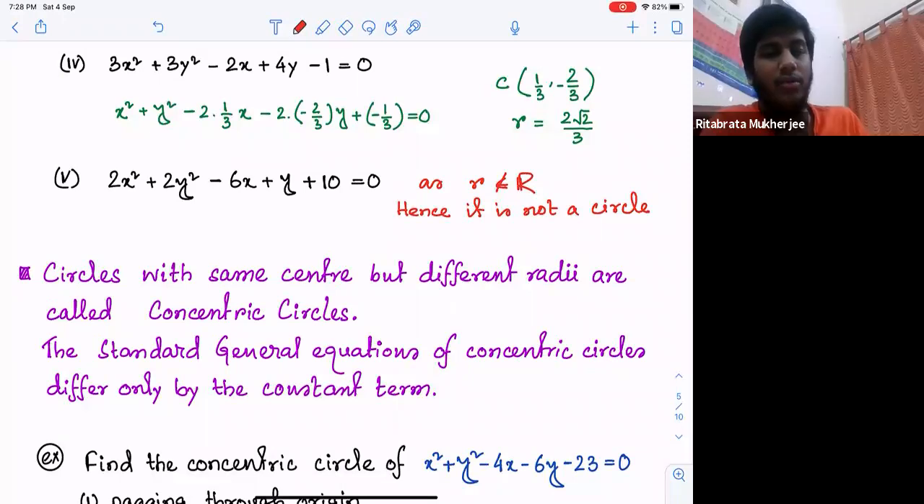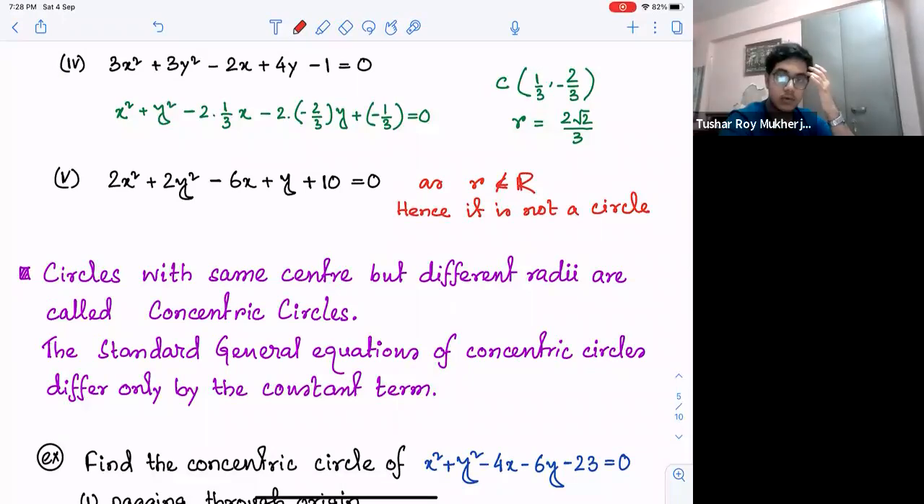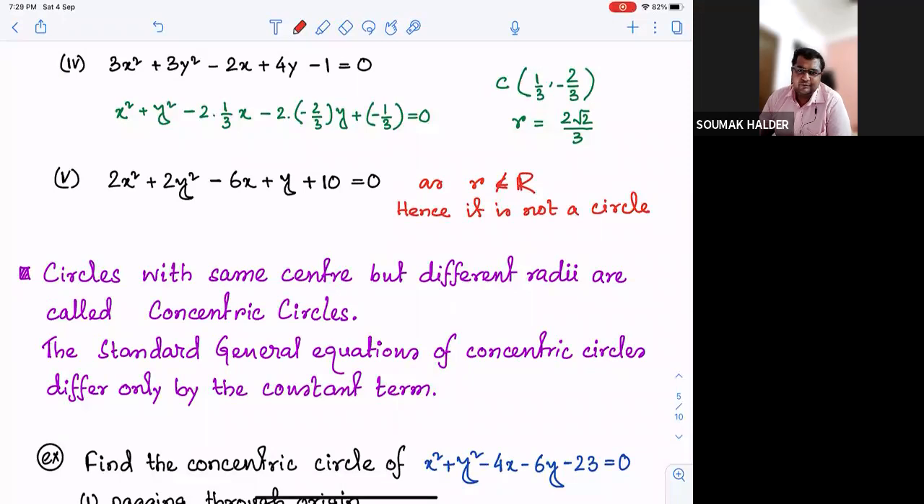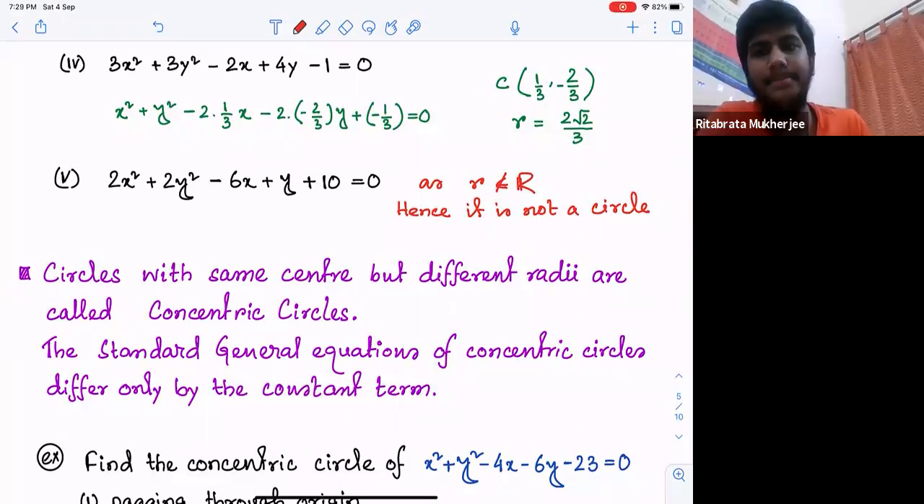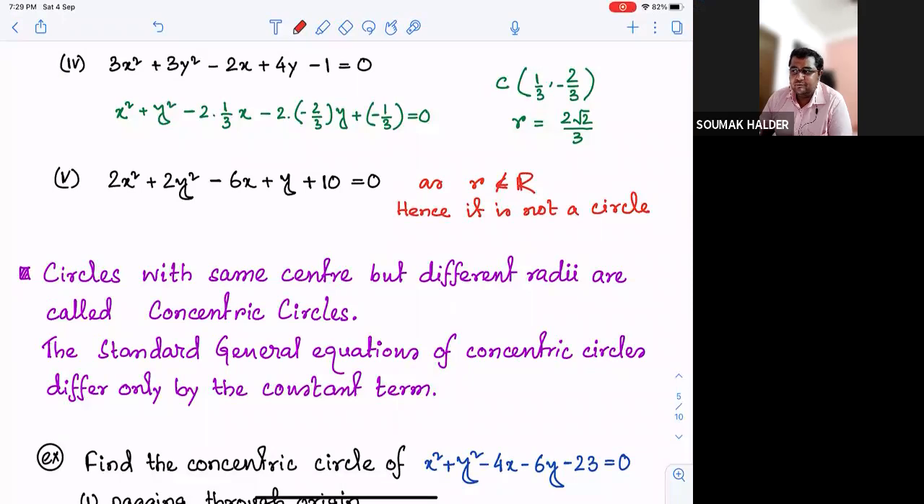Good. 2, 3 is the center, and radius? Root over 4 plus 9 plus 23. That root is over 36. Root over 36 means, on a simple note, 6 units, sir. 6 units. So everyone comfortable with this conclusion? Yes. The circle we are dealing with at this moment definitely has center at the point 2, 3 and radius 6 units. Anyone having any confusion regarding this conclusion? No, sir.